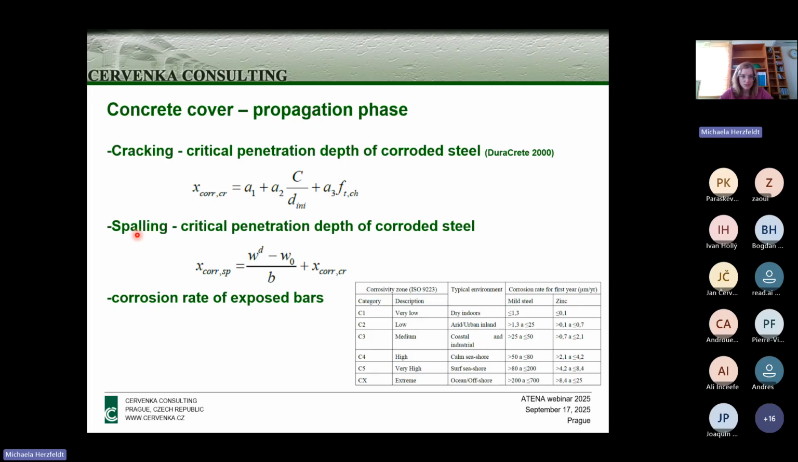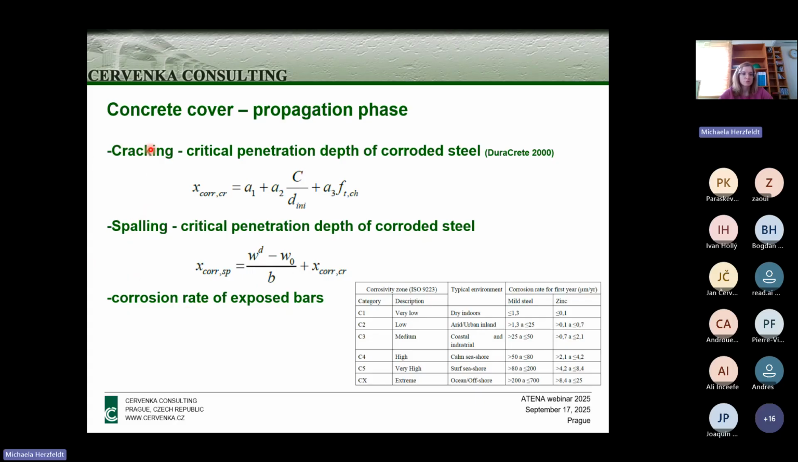It can also proceed to the spalling, where the critical penetration depth reaches this value that it causes spalling. It depends on critical spalling width of the crack, which is defined in ATENA, and also initial crack, which is taken from the simulation. And there is parameter B that depends on the position of the bar where it is placed.